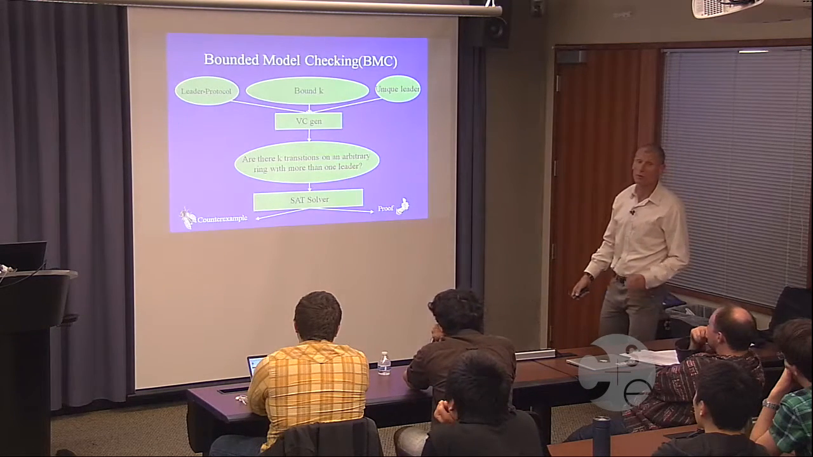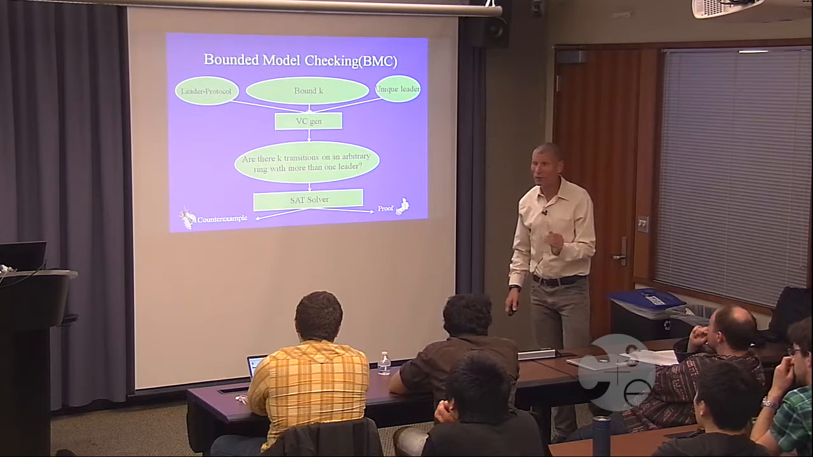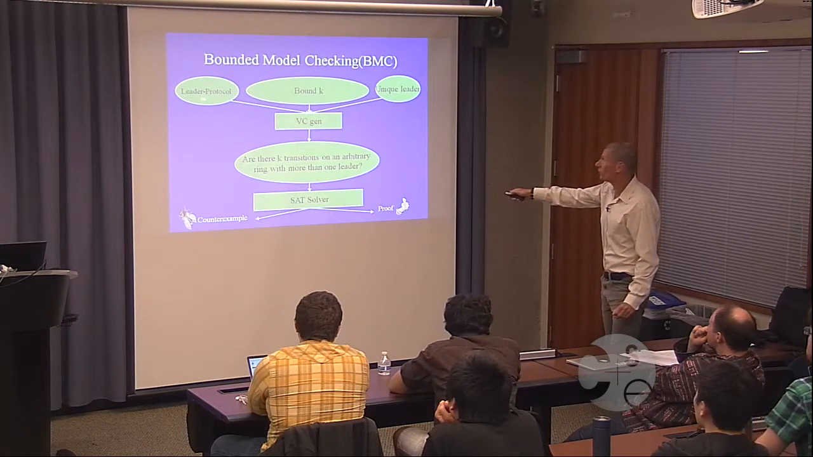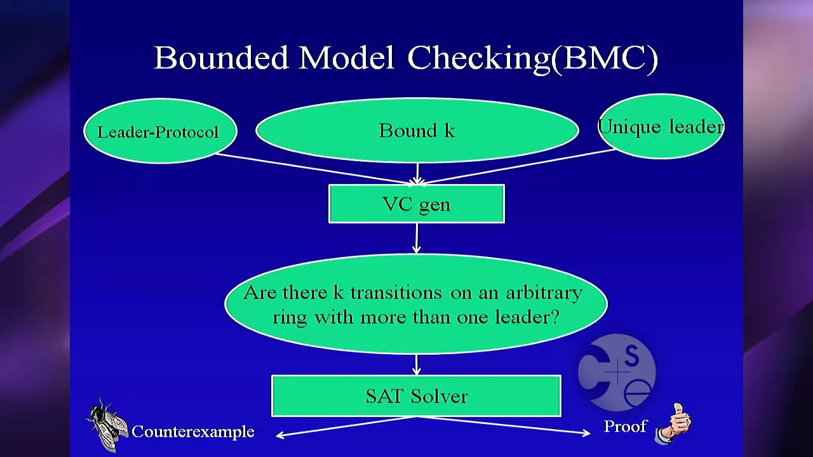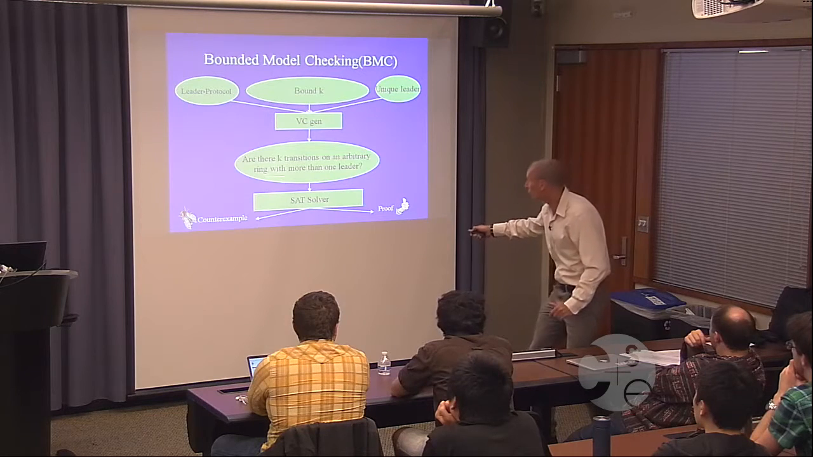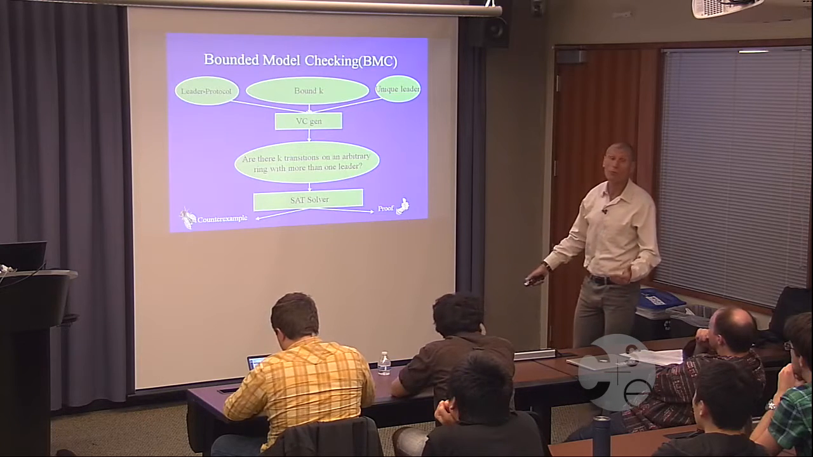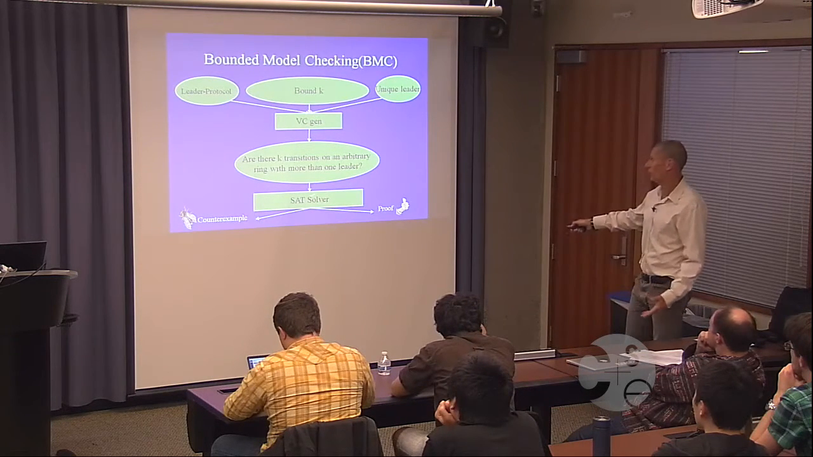So what can we do with it? The first thing that we can do is trivial, but still very useful: we can find bugs. You take the leader election, you take a bound, and we find a bug. And how do we find a bug? We write a formula for the SAT solver that says that there are K transitions that break the safety property. Notice that we bound the number of transitions, but we don't bound the size of the ring. It's not necessary for us to bound the size of the ring, because we are working on this decidable fragment. Basically, we can prove, for example, that up to K steps, things are okay. So that's useful, and, of course, we can find bugs.